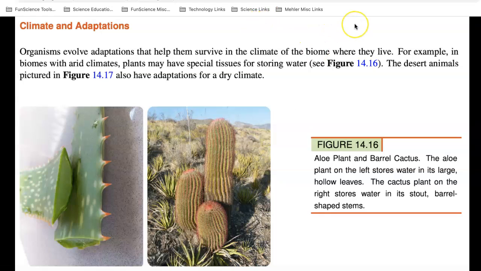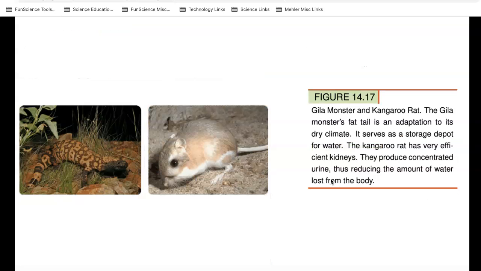Climate and adaptations. Organisms all over the world in every ecosystem evolve adaptations that help them survive in the climate of the biome where they live. For example, biomes with arid climates. Arid means very, very dry. Plants have special tissues for storing water. The desert animals pictured also have special adaptations. But take a look. This is the aloe plant and the barrel cactus. They have storage areas in their hollow leaves. It's really, really important for desert organisms somehow to save that water.